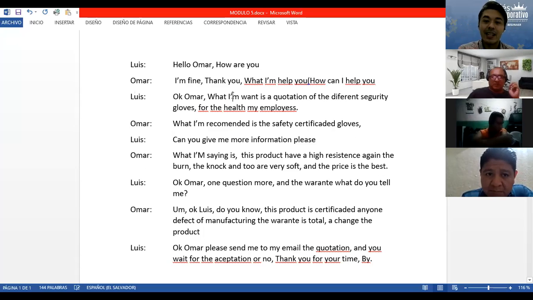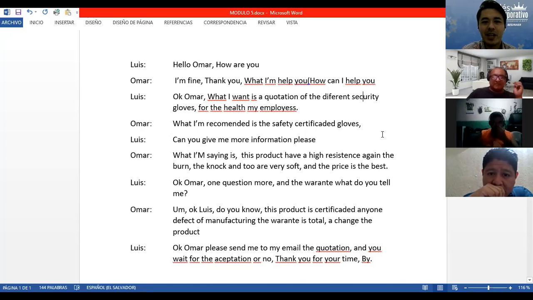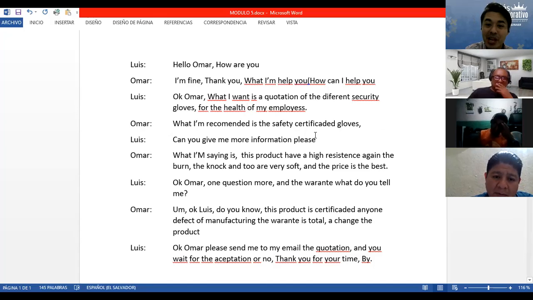What I want is a quotation of the different security gloves, security, con C acá, for the health of my employees, de mis empleados, right? Of my employees, employees, doble E, una S. Error de dedo, teacher. Yeah, in English, diríamos un typo, right? So that's a typo. Nice, very good.